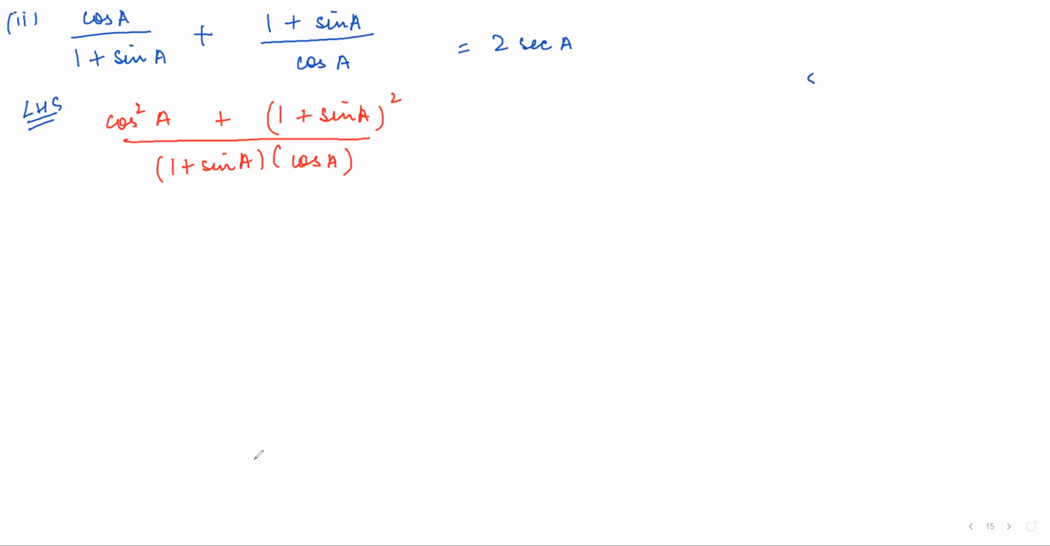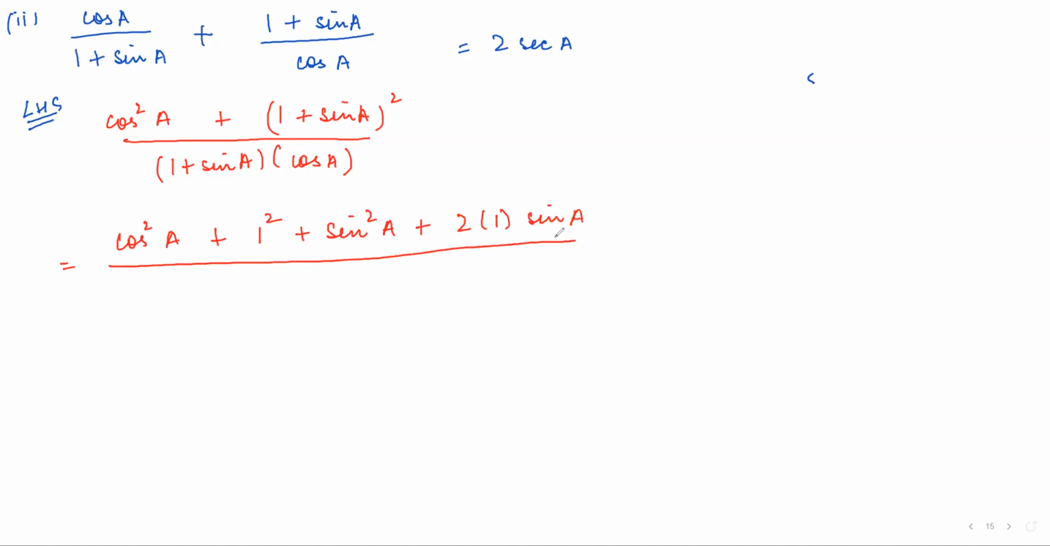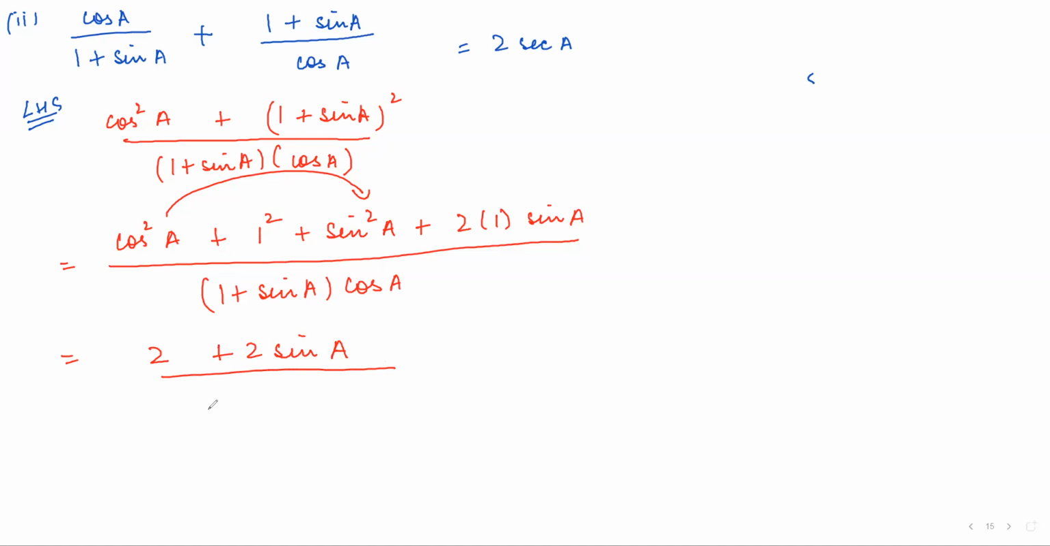Any confusion here? No. Okay. So open the brackets, cos square A plus, so a plus b whole square, that means 1 square plus sine square A plus 2ab, so that means 2 into 1 into sine A, right? And then divided by 1 plus sine A into cos A. Now this cos square A plus sine square A will become 1, and then you have one more 1 here. So you get 2 plus 2 sine A. I'm skipping the steps. You can write it 1 plus sine A into cos A.